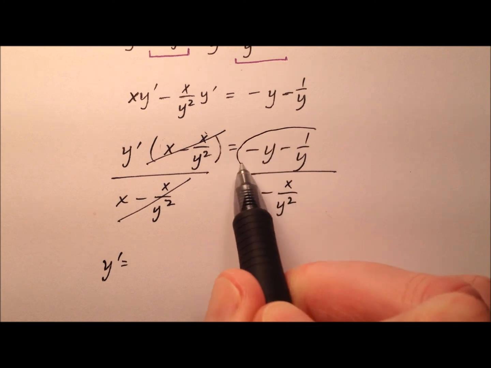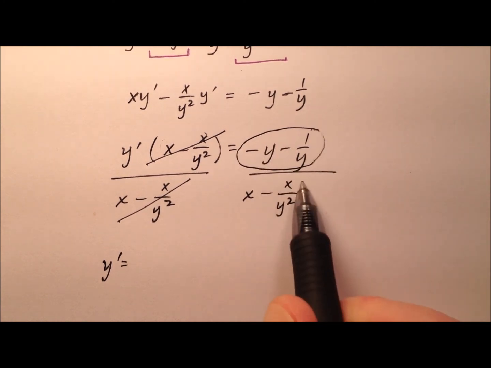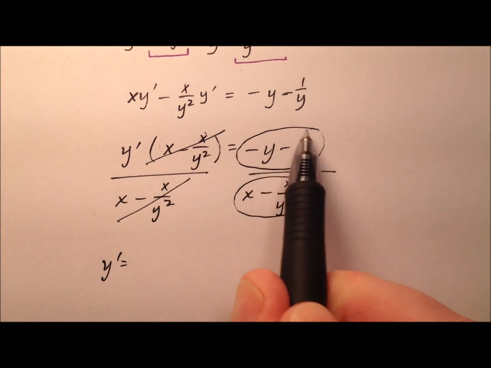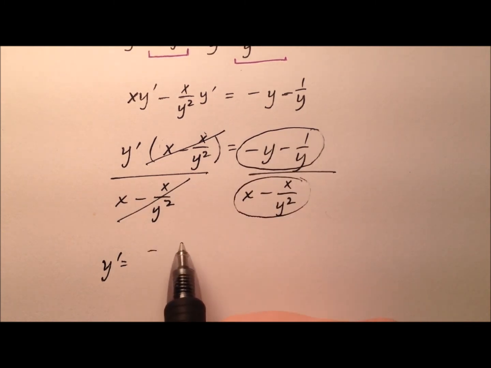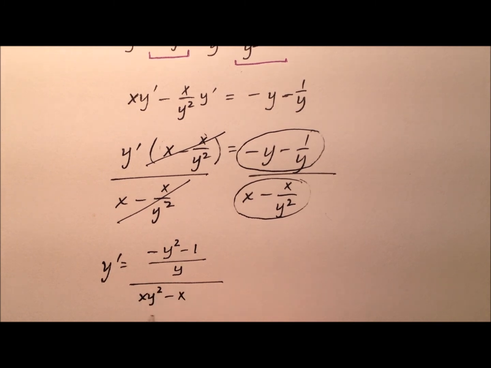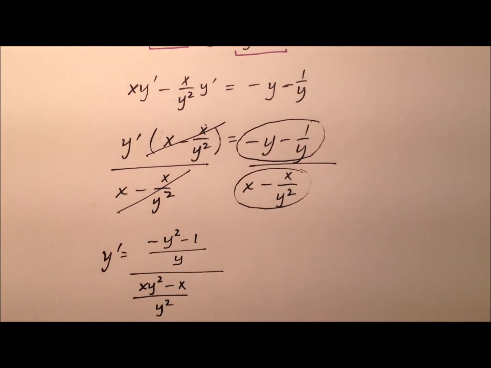So let's go ahead in the numerator and get common denominators. And then in the denominator, let's go ahead and get common denominators. So in the numerator, when I do that, I'll end up with negative y squared minus 1 over that y, all over, looks like xy squared minus x, all over y squared.